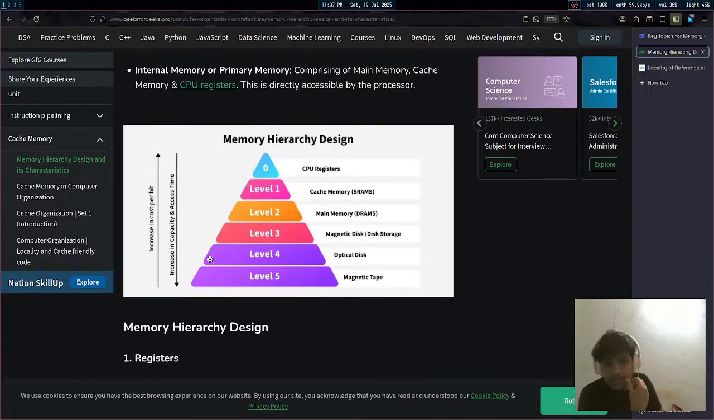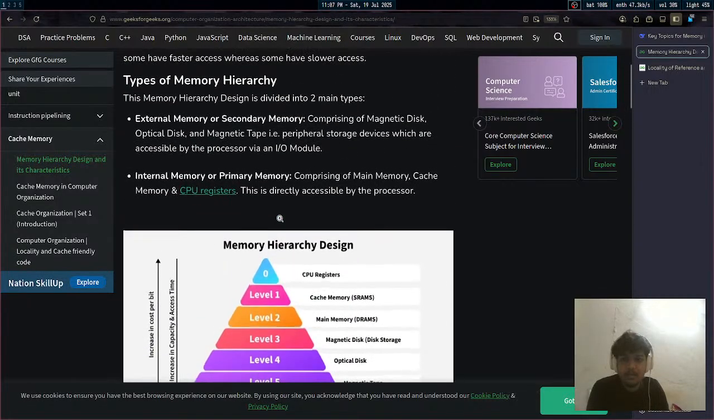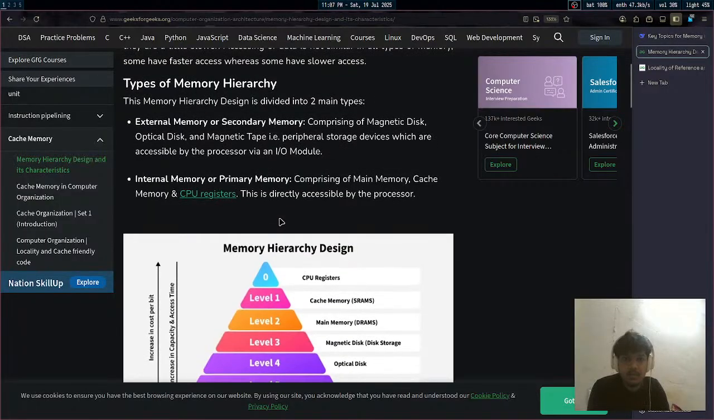For memory, what did I cover till now? Memory hierarchy was the topic here. What I looked into was internal and external, and what the difference was. Probably the input output module was required, right? So I think that is probably the only point which I need to write.